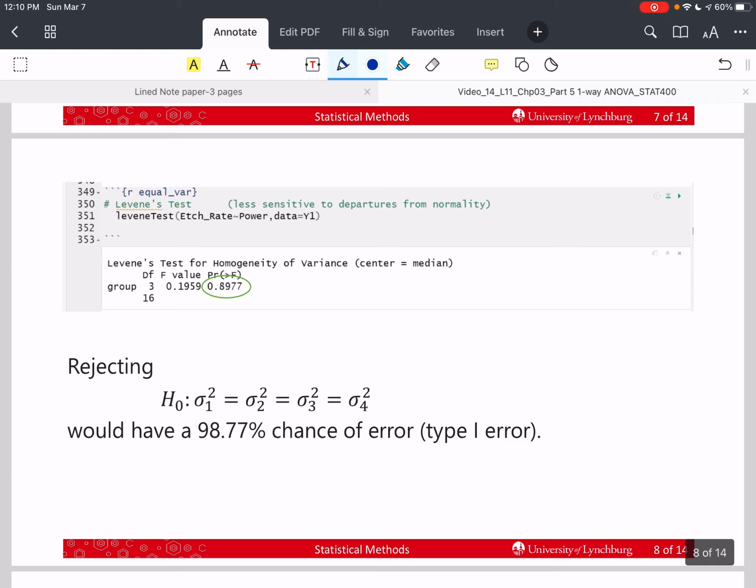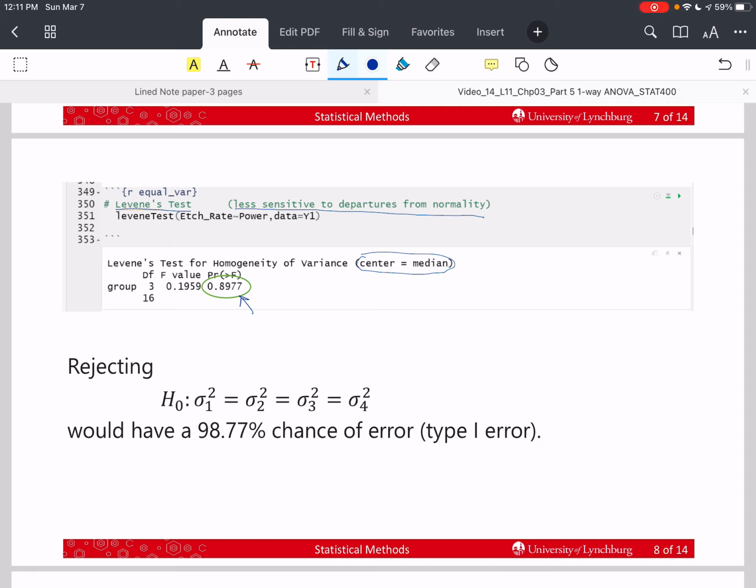I have the slides out of order. So this was the test for equal variances. I use Levene's test because Levene's test is less sensitive to departures from normality. In fact, what it's doing is using the median instead of the mean for the center. That means it's less influenced by extreme values, which is a good thing. And when we perform this test, we see that our p-value is 0.8977.